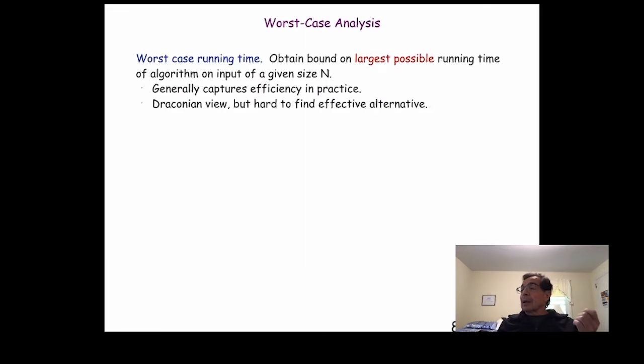And so we are interested in the worst case running time because we want to obtain a bound on the largest possible running time. Okay, and we know that that running time will depend on the size of the input. Well, why are we so draconian? Why are we so hard and judge an algorithm's performance by its worst case? Because we're taking a conservative point. We just need to have an idea.